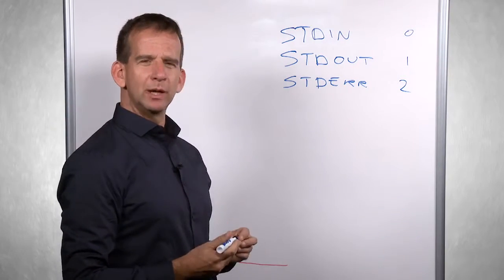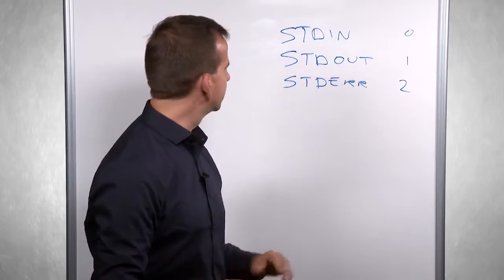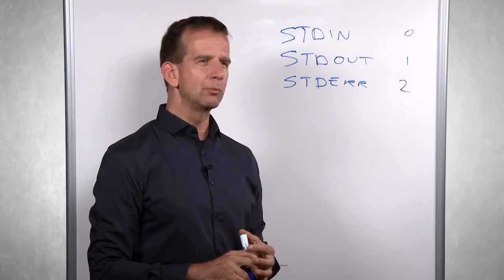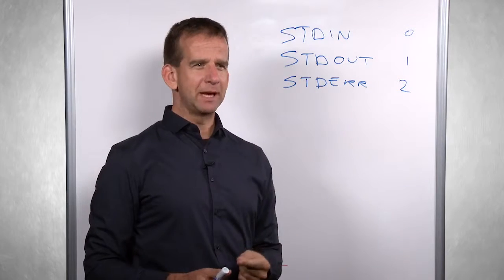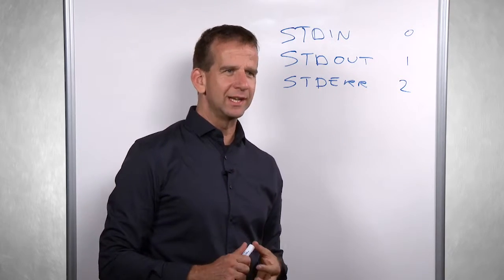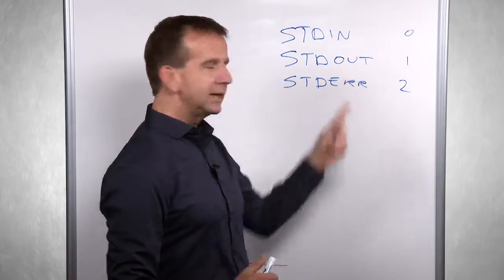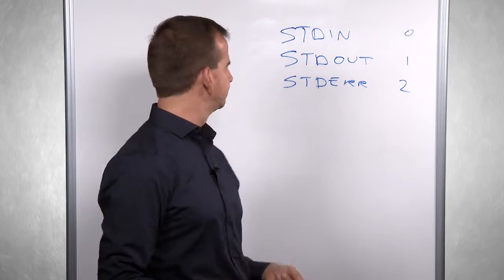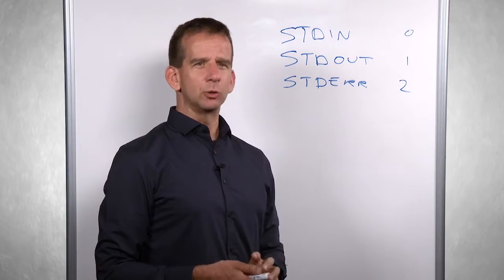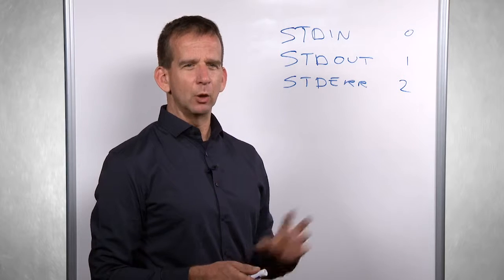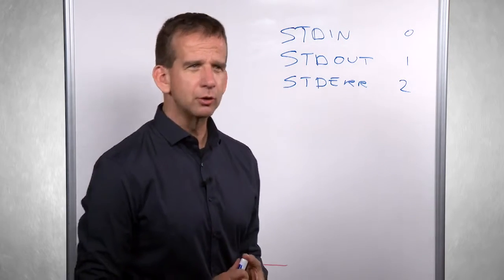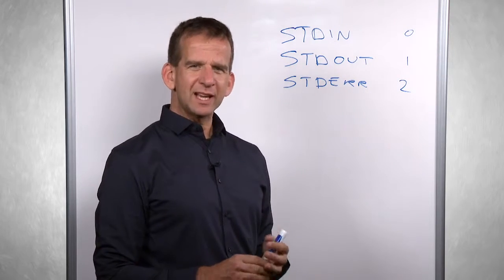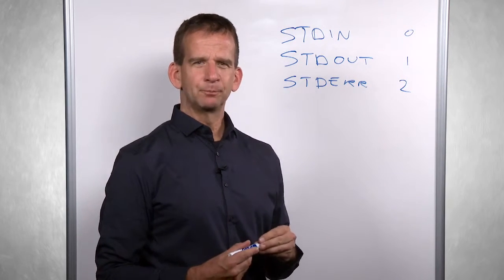So what is happening? Well, STD in is basically what the command is expecting the input to come from. Normally that's your keyboard. STD out is basically where the command is sending its output to, and normally that would be the monitor of your computer. And then there's STD error, which is the location that the command is sending errors to. Normally that's also the monitor of your computer, but it can be different for different commands.